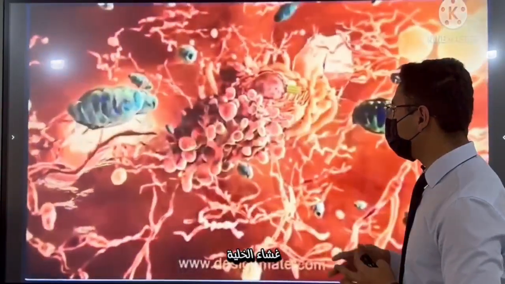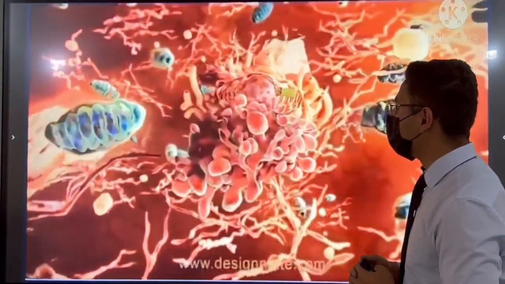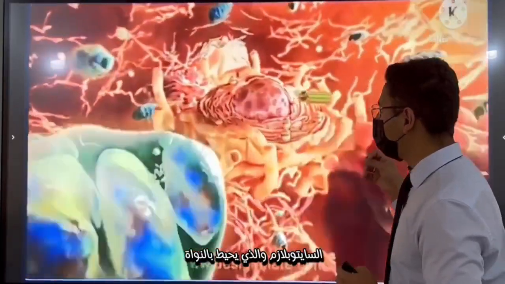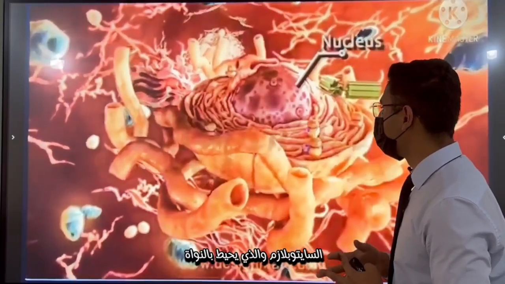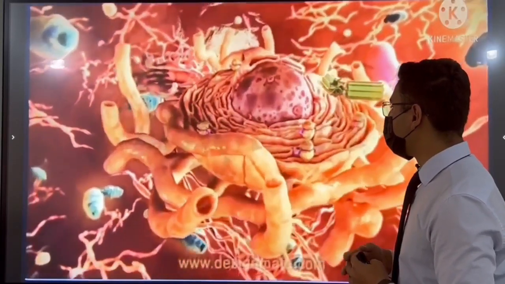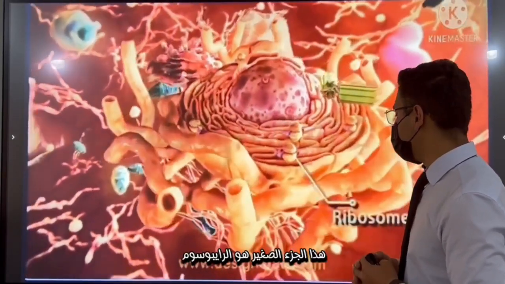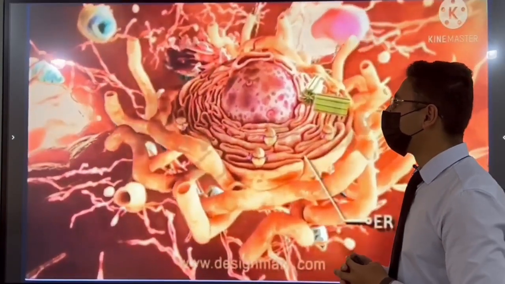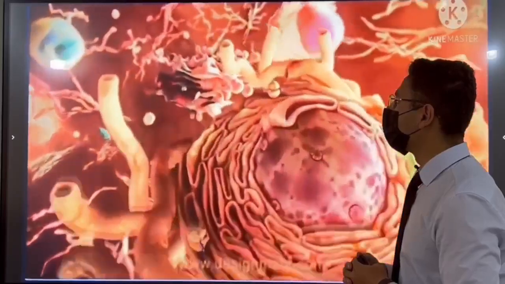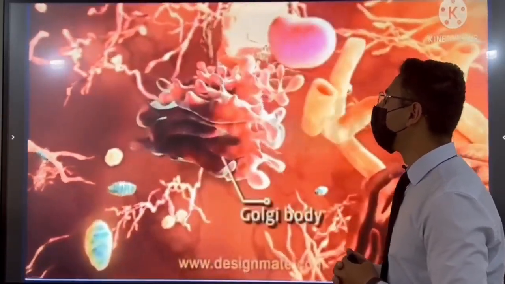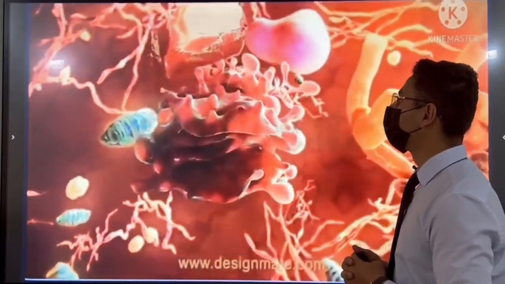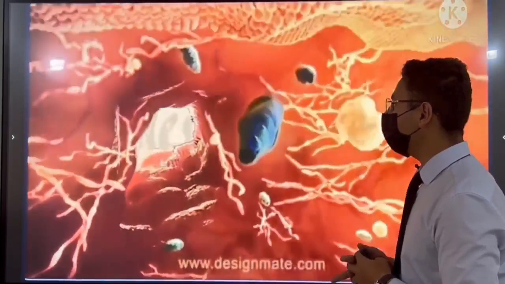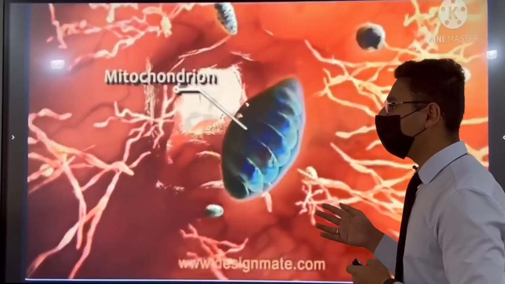Cell membrane, cytoplasm, which contains the nucleus. This little part is the ribosome. Golgi body, lysosome, and mitochondria.